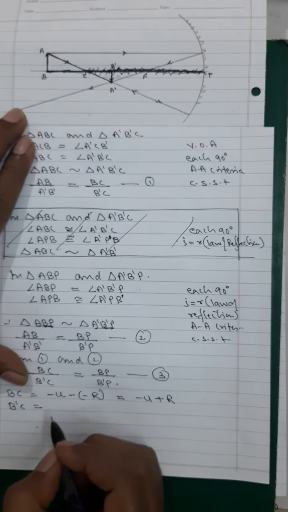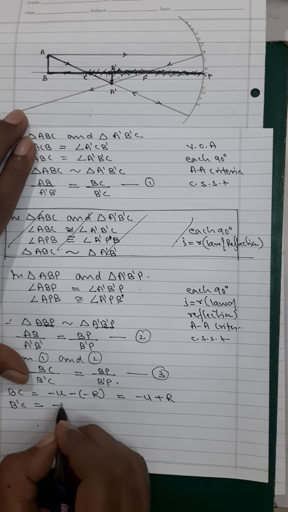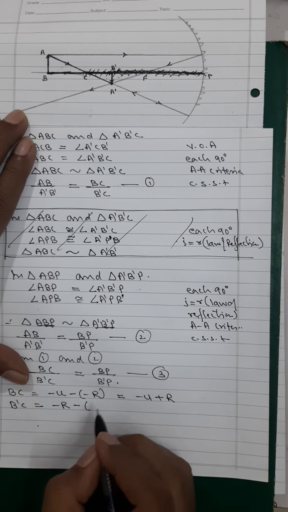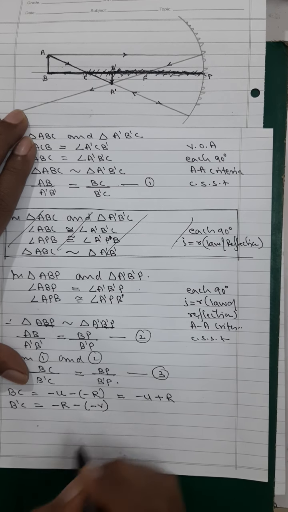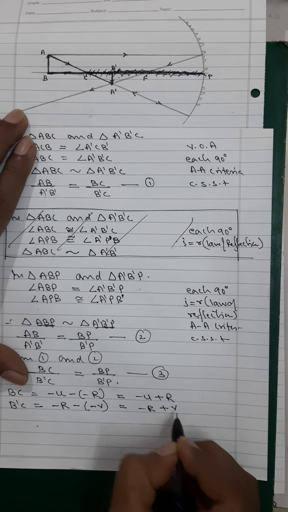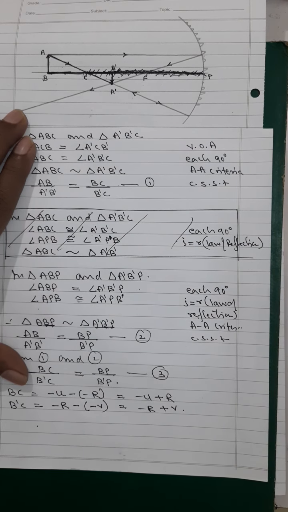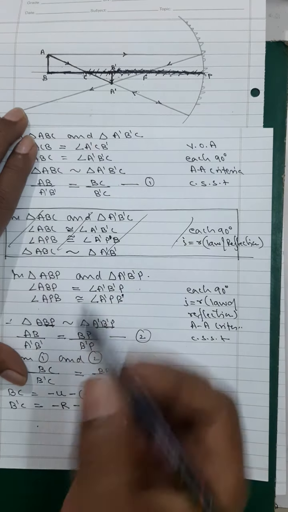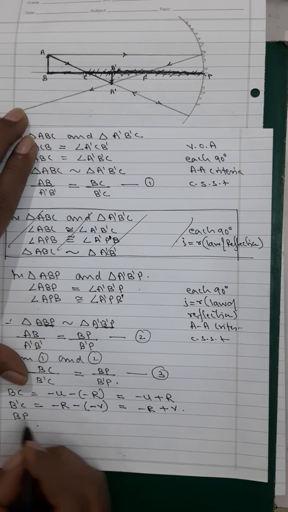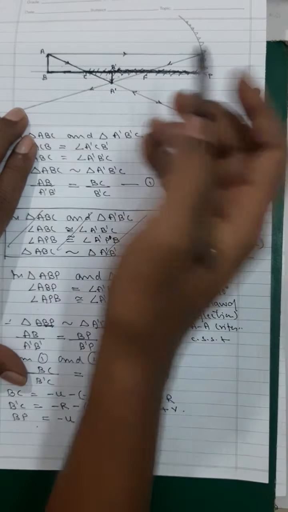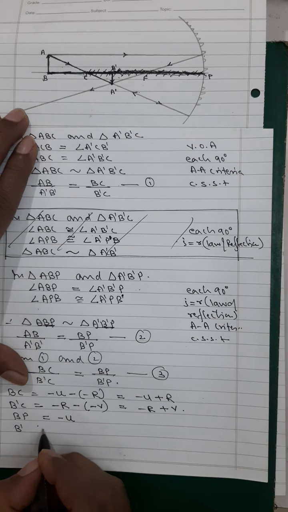So from R, means R is minus R, minus image distance. So you will get minus R plus V. This will be B dash C. Now considering BP, BP is U, but that will be minus U. B dash P is again V, that will be again minus V.